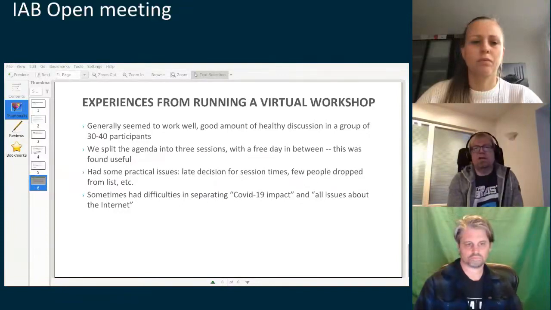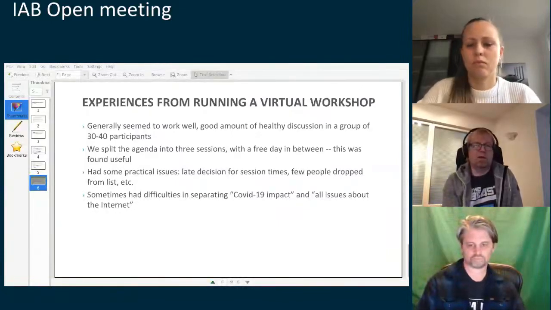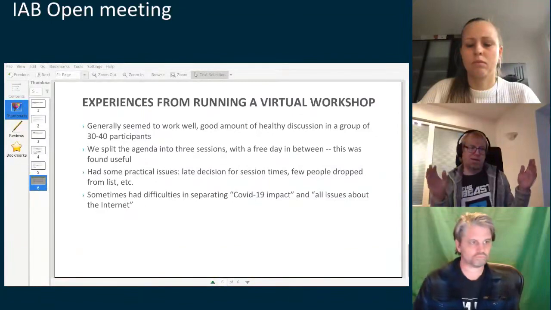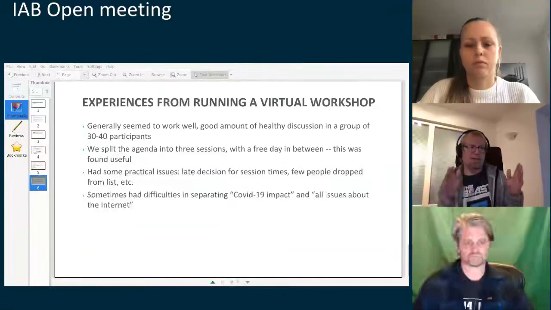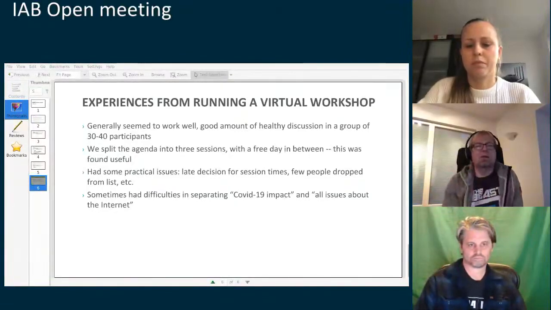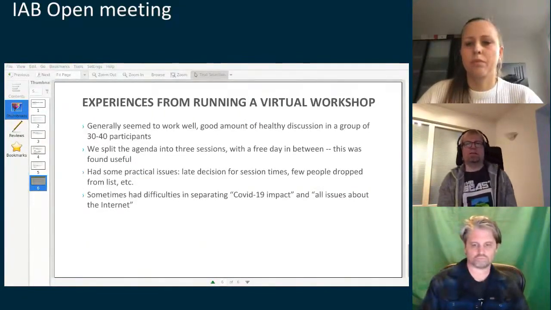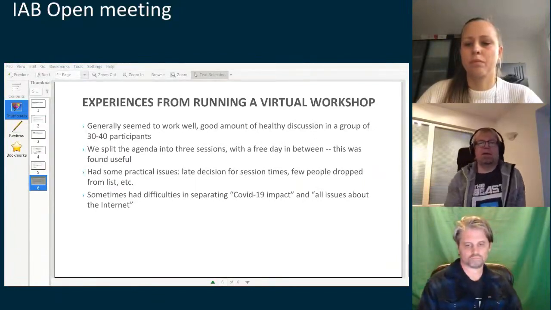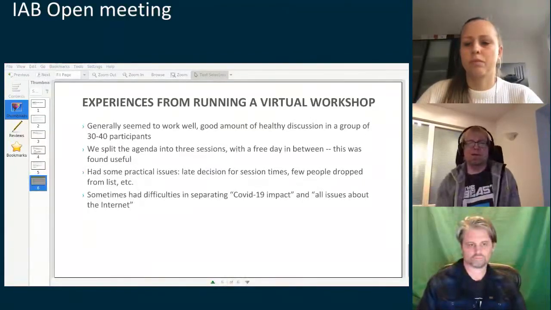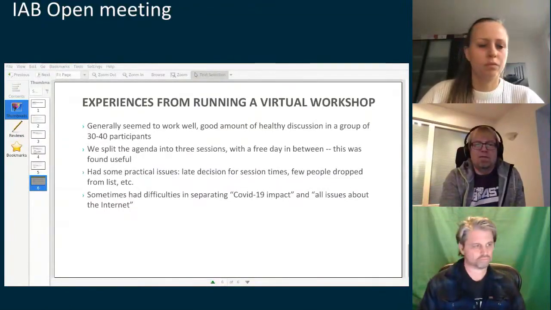We did split the agenda into 3 days or sessions with a free day in between. And many people found this useful because you actually had some time to think about stuff. If we had an actual physical workshop, we would have packed it in a day and a half, and it would have been a coffee break and immediately to the next thing. So that was a really good thing. We did have some practical issues, and we did have difficulties in separating sometimes the COVID-19 aspect of things and everything else about the internet, because as we know, there's things to do. But that's roughly the report.